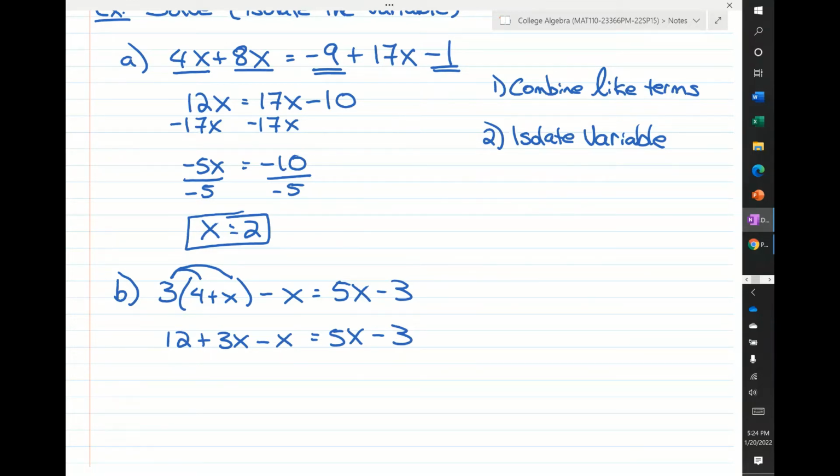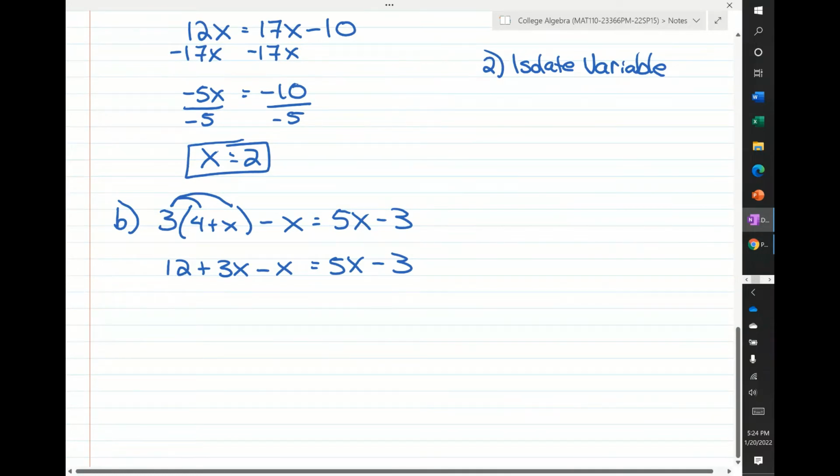Once we did the distribution, we looked to simplify both sides. So on the left side, what terms can we combine? Yeah, the 3x and the x. Okay, so this would just be 12 plus 2x on the left-hand side. There's nothing really to do on the right.